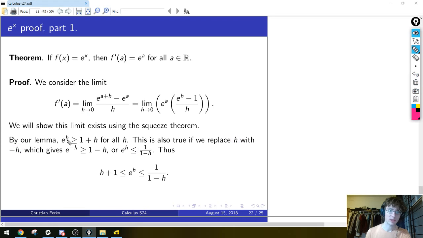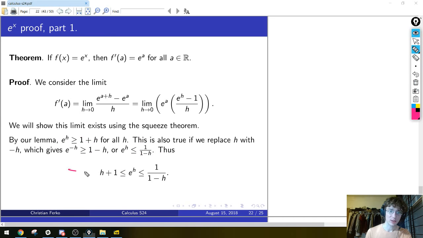Okay, now I just combine those two bounds. E to the h is bigger than this, e to the h is less than or equal to this, so I put this one on the right and this one on the left. So now we're getting towards a squeezing bound. We want to squeeze this thing. We have a bound for e to the h now to squeeze that. Not quite what we want, but on the road.